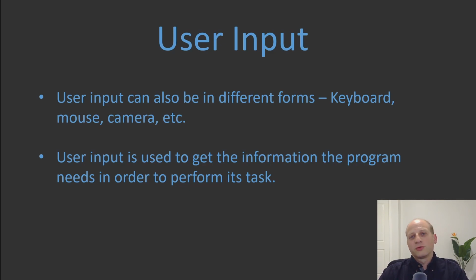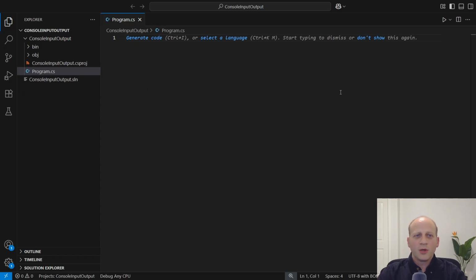Now let's go to VS Code and see how we can work with both user input and output. Now we are in VS Code, and I already created a console app in which we are going to do our experiments. If you don't know how to create a console app, you can watch my second lesson in which I explained how to do it.